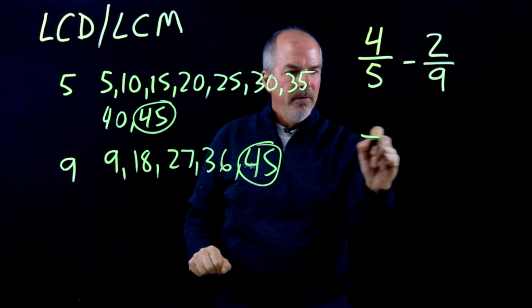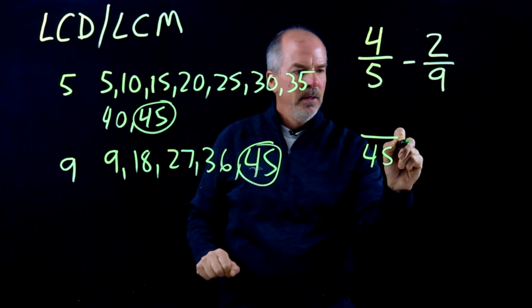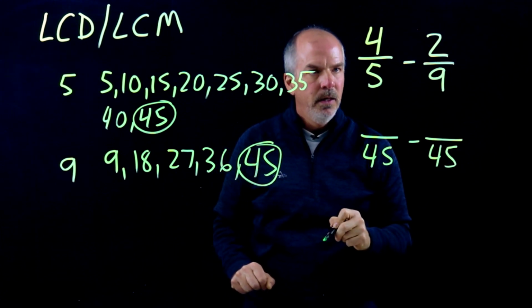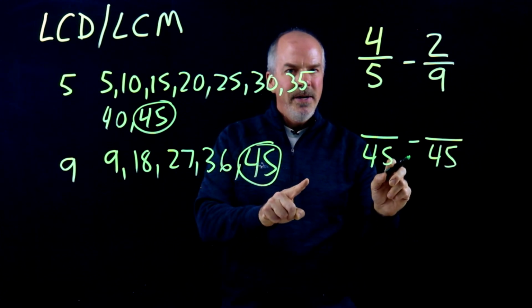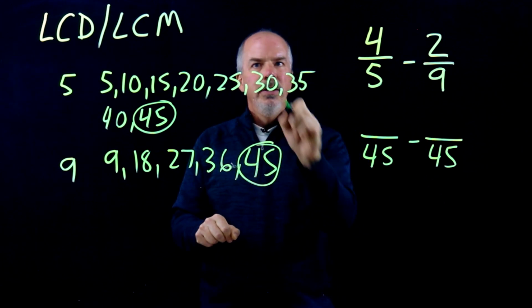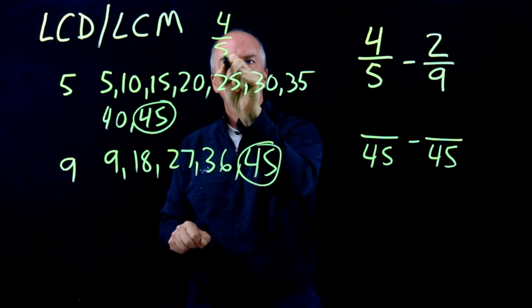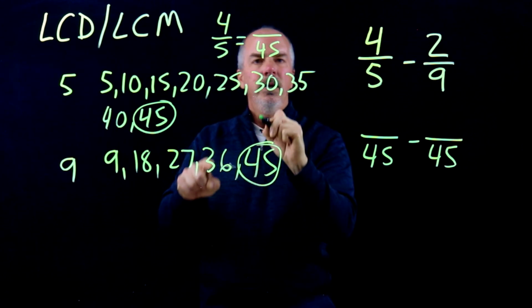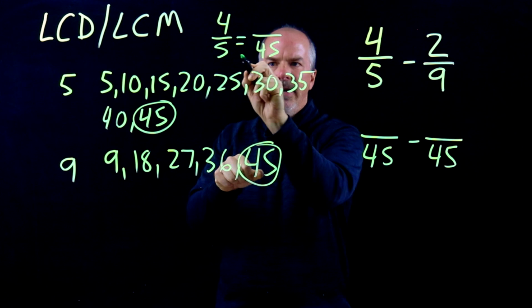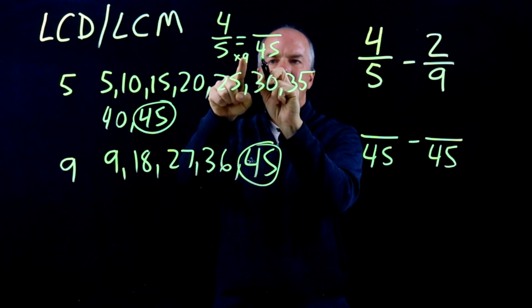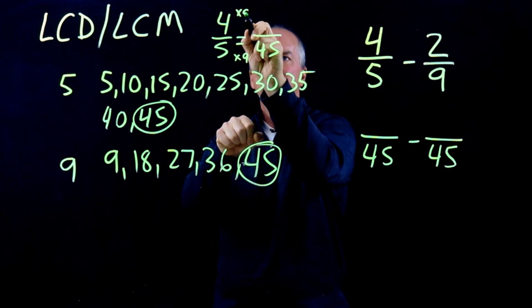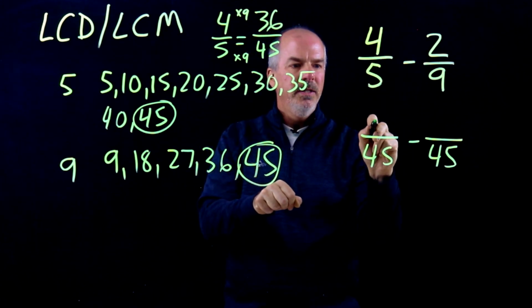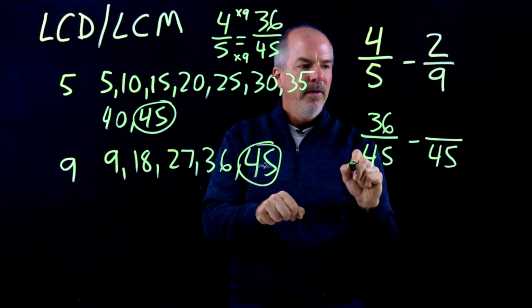All right, so something over 45 minus something over 45. I found my common denominator. Now I need to get equivalent fractions. So 4 over 5 equals something over 45. Well, what do I do to the 5 to make it 45? Well, that's times 9. If I do it to the denominator, I've got to do it to the numerator. That's 36. So my equivalent fraction for 4/5 is 36 over 45.